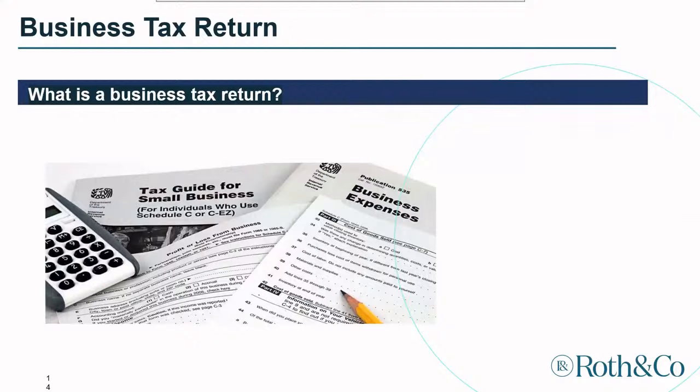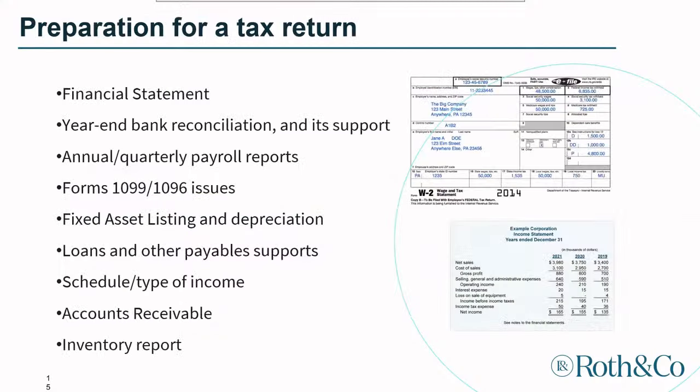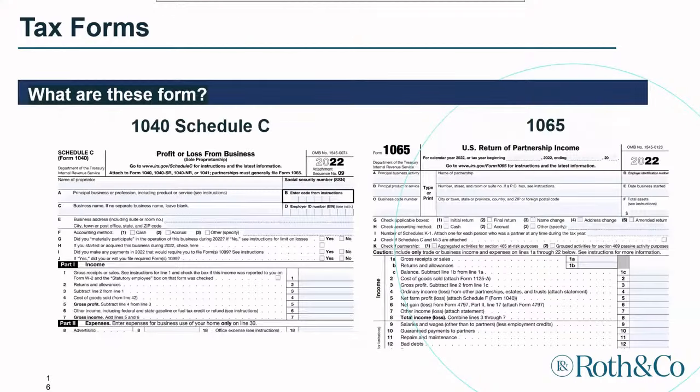For the business tax return, we put together the different types of business tax returns. The different types of business tax returns, we already talked about, right? 1040, the 1065, the 1120. And here are some samples of the tax forms. The 1040, as you can see, Schedule C, that's for sole proprietorship. So that's reported under the 1040 Schedule C, profit or loss from business.